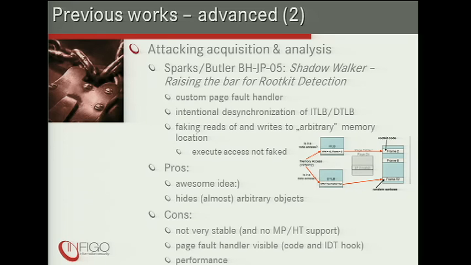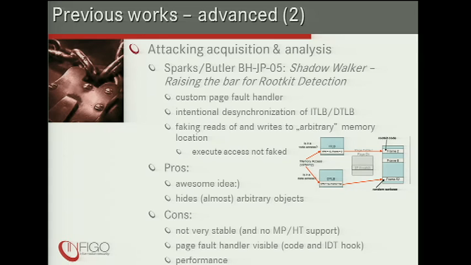In this custom page fault handler, they check whether the access to the memory location was read or write. If it was read or write, they simply disallow this access and redirect the caller to some arbitrary memory location. If this access was an execute access, they allow this access, so your rootkit is allowed to execute, but it's not allowed to be written to or to be read. This is a really cool technique and awesome idea because you can hide almost any object. But it certainly has some disadvantages.